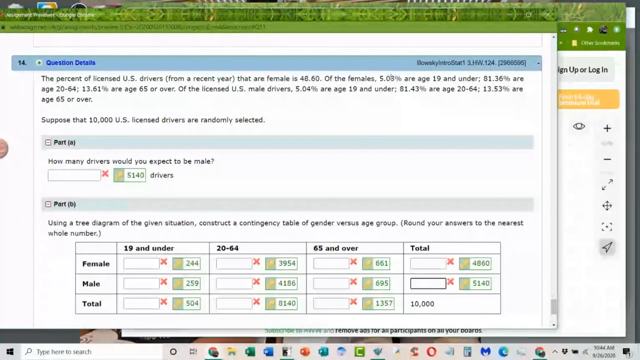Then what you're going to need to do is take this number and multiply it by this percent and this percent and this percent, and then this number and multiply it by this percent and this percent and this percent to fill in these. Then add those up and you'll get these values. So this one is 4860 times 0.0503. You do that with every one of these times its percent. So it's 4860 times 0.8136, 4860 times 0.3161, 5140 times 0.0504. Then you keep doing that for all of these. And this one here is this number plus this number. You're going to have to round to the nearest whole number, so you round those and then add them up to get these things. Okay?